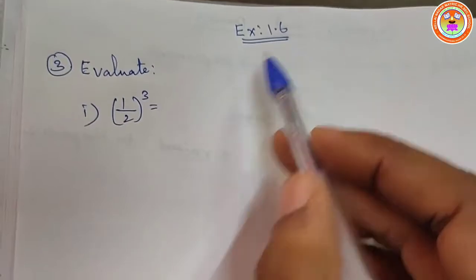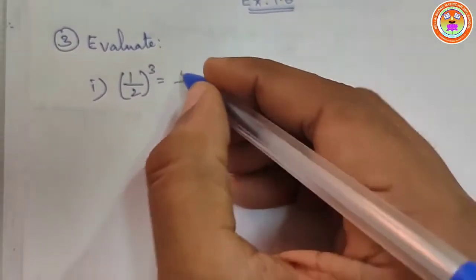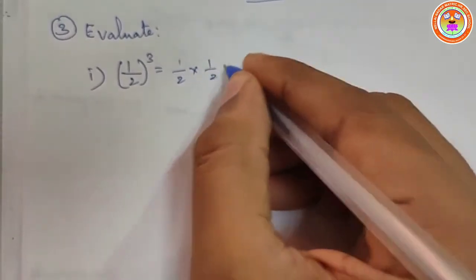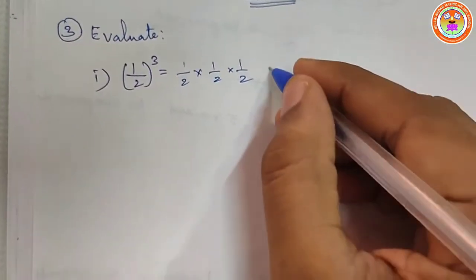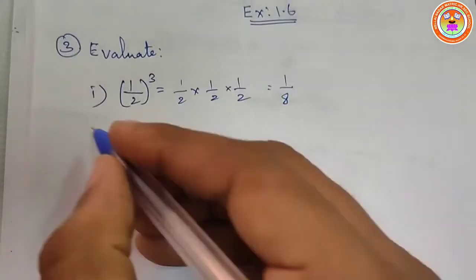Exercise 1.6, evaluate. First sum, 1 by 2 the whole power 3, that means 1 by 2 into 1 by 2 into 1 by 2, which is equal to 2 2s are 4, 4 2s are 8, 1 by 8. This is called evaluate.